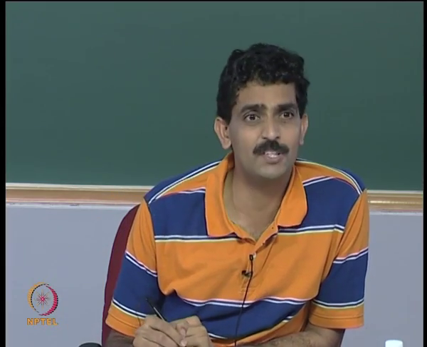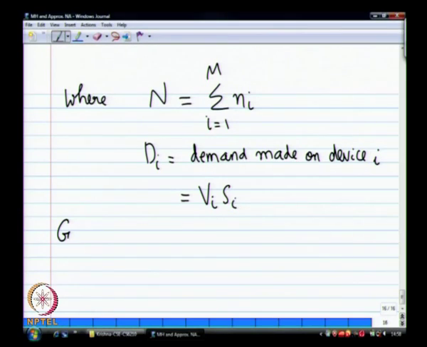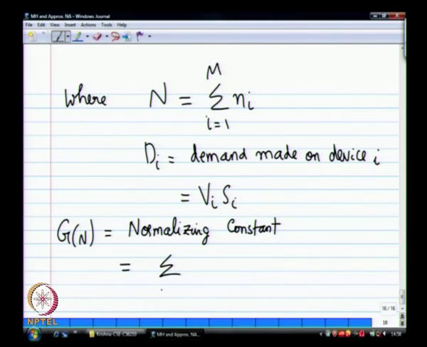Okay. So then I have defined my G of n, which is a normalizing constant. I need this to ensure that all the probabilities sum up to 1, and that they are all less than or equal to 1. So this is simply the sum over all possible values of n, every combination of n.